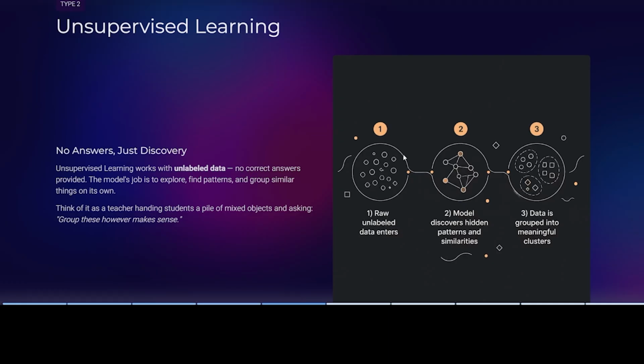See in the image, this is raw unlabeled data. It contains circles, squares and other shapes. The model discovers hidden patterns and similarity, that means clusters. It analyzes the data, which contains some circles and some squares. In the third image, you see that the data is grouped into many clusters. The circles are filled in this area, and the squares are not filled in this area. Likewise, it segregates the items.